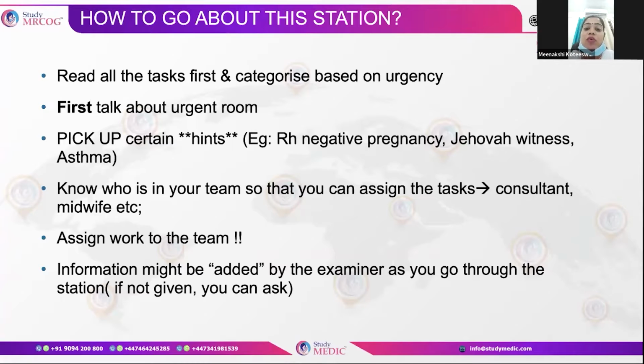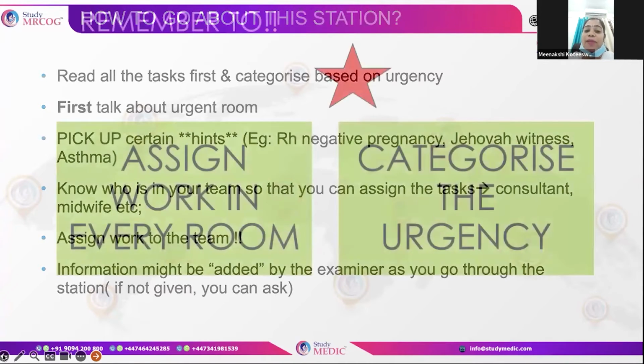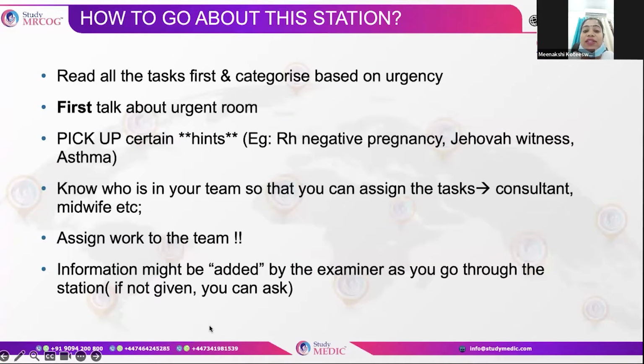And once you categorize this in your mind, make sure that whenever you go to the examiner, you first talk about the urgent room which is given. During this session, of course, you all will be getting an idea about how we're going to do this. There would be certain tricky points, like an RH negative pregnancy or a Jehovah's Witness. Sometimes they could give a case of PPH, but with a Jehovah's Witness. The first thing that comes to our mind could be a blood transfusion, but the key point here is Jehovah's Witness. So we need to pick up certain hints like that.